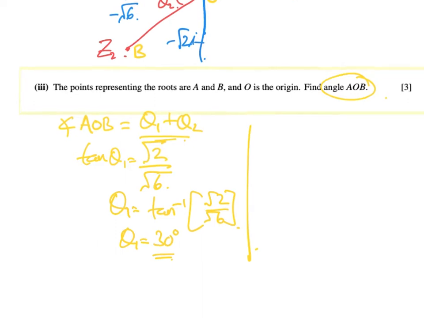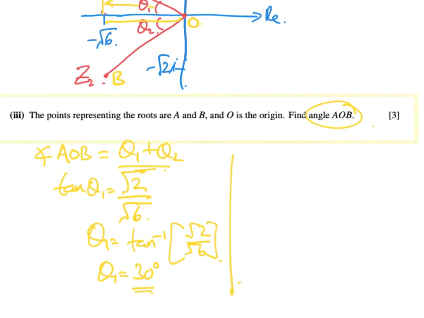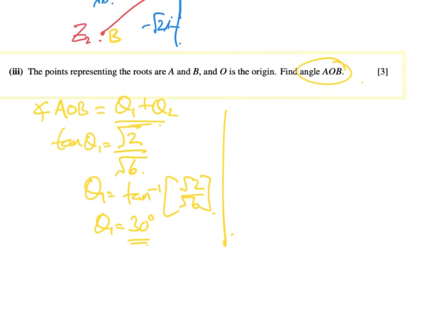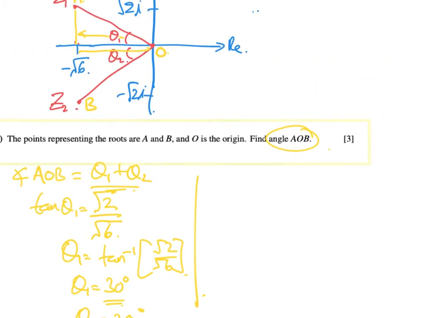If the first one is 30 degrees, the second one is also the same value. In this case it's negative over negative, and that gives us positive, so that's another 30 degrees. So therefore angle AOB equals 60 degrees.